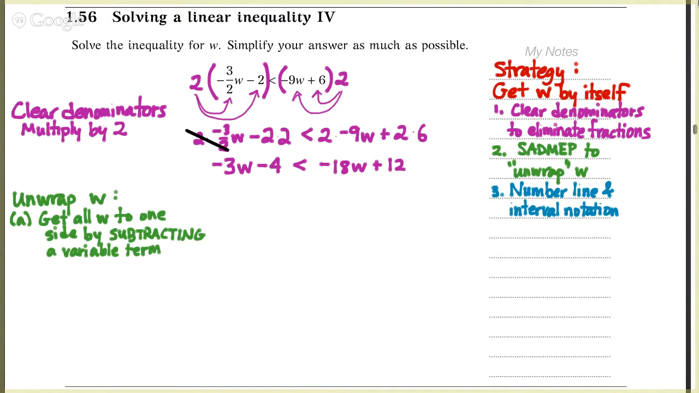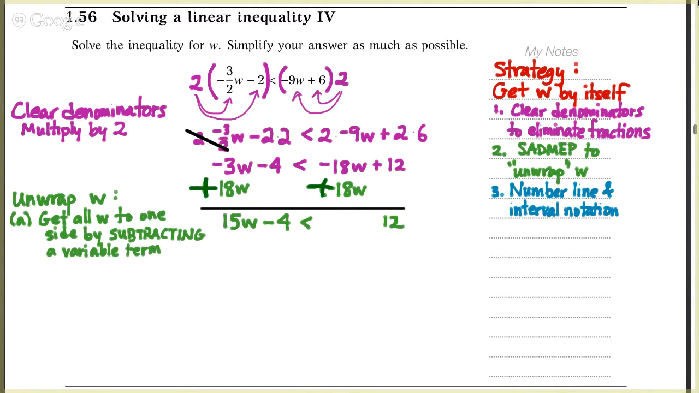So I'm going to focus in on that -18W on the right-hand side. Subtract that term. Subtract -18W from the right side and from the left side. That's going to have the effect of getting rid of the W term on the right-hand side of the equation and then combining with the like term -3W on the left-hand side of the inequality. Keeping in mind that subtracting a -18W is the same as adding a positive 18W. What we're going to get on the right-hand side is just plain 12.